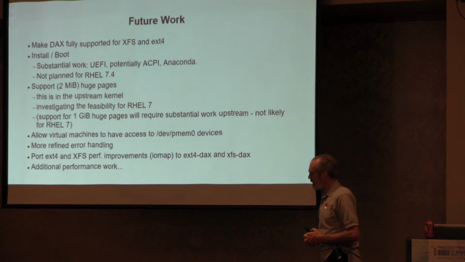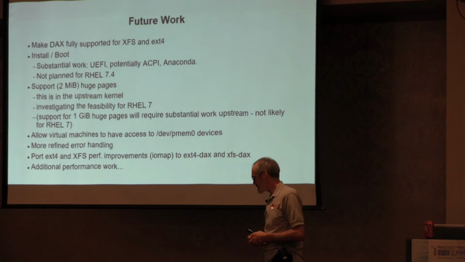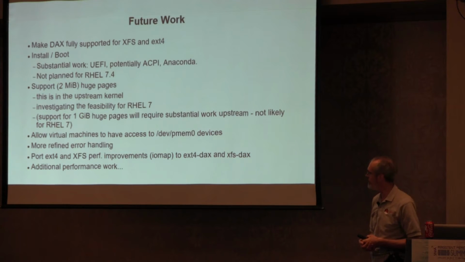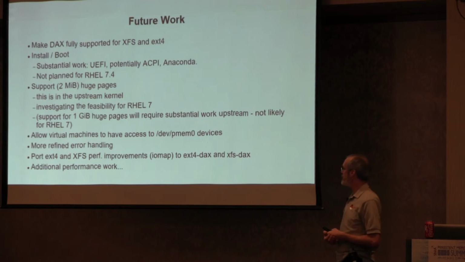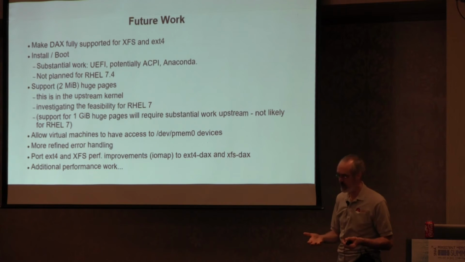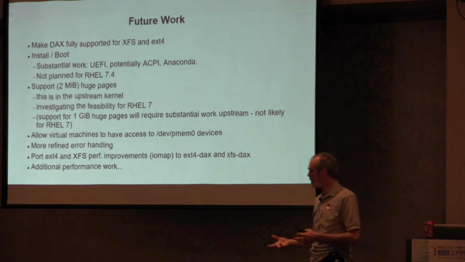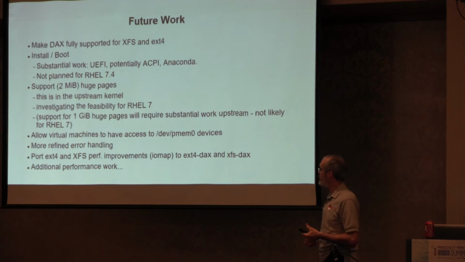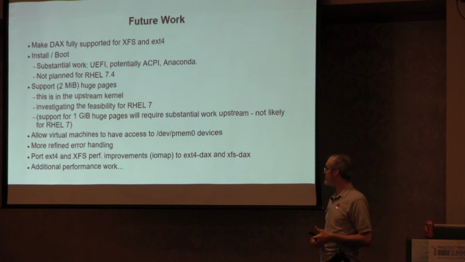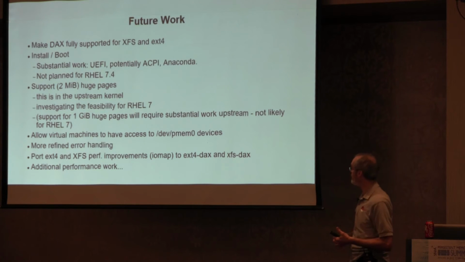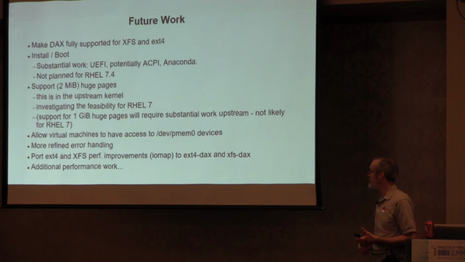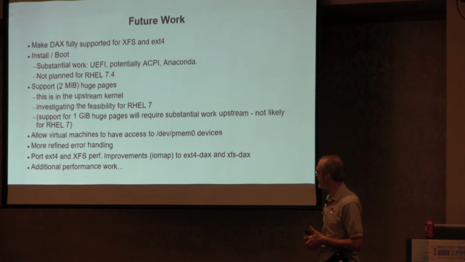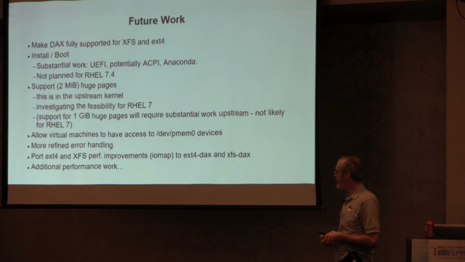Huge pages are, of course, supported in the operating system in general. In the upstream kernel, there's support for huge pages with DAX and PMEM. This is not yet in RHEL 7. We're taking a look at that. A fair amount of work to backport that from the upstream kernel to the RHEL 7 kernel. Something we're looking at. Upstream Linux is working on 1 gig huge pages. That will require a substantial amount of work, potentially involving changes to file systems. That's not likely for RHEL 7, perhaps RHEL 8. But that's an upstream project that's being looked at.